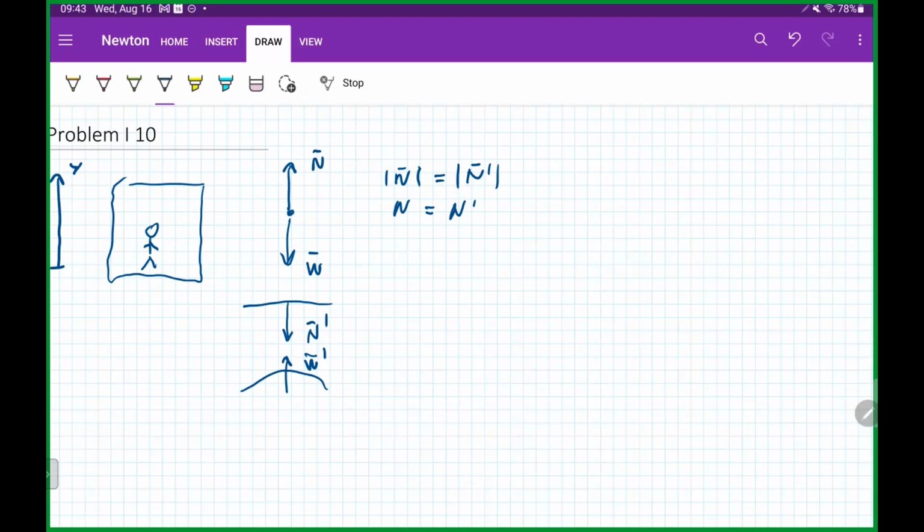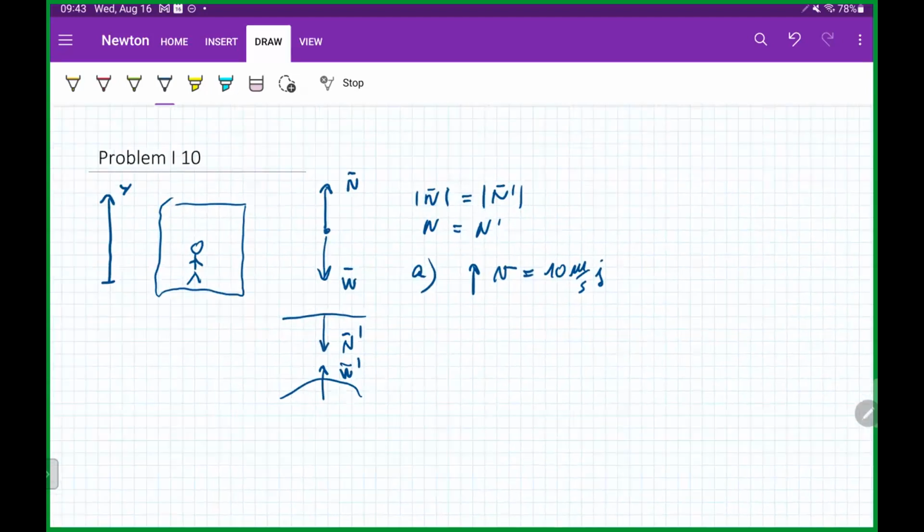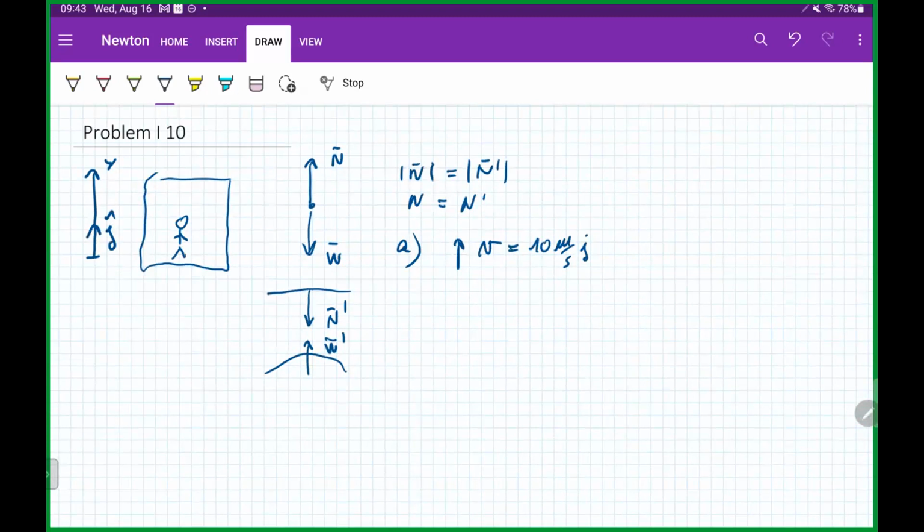So for the first one, it says the elevator is moving upward with a constant velocity of 10 meters per second. Let's take a look at that. We have a velocity equal to 10 meters per second. Let's get our unit vector there, j. And if we write the forces for the y-axis, which is the only one that we really care about here, we have N minus weight equal to 0.